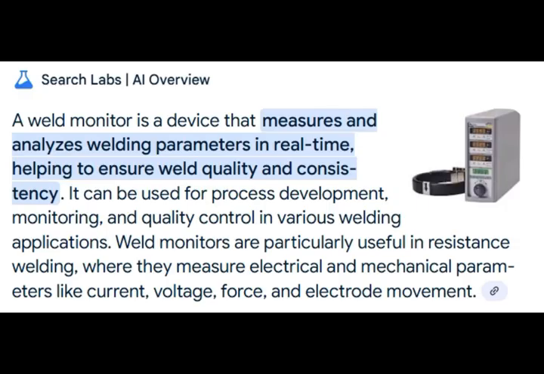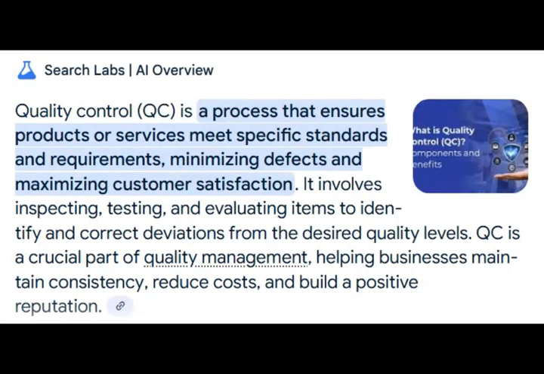A weld monitor is a device that measures and analyzes welding parameters in real time, helping to ensure weld quality and consistency. It can be used for process development, monitoring, and quality control in various welding applications. Quality control, QC, is a process that ensures products or services meet specific standards and requirements, minimizing defects and maximizing customer satisfaction.